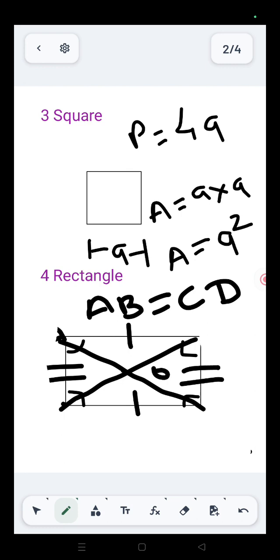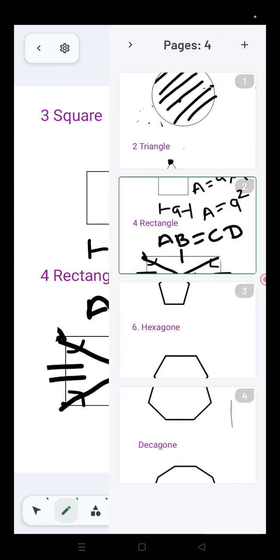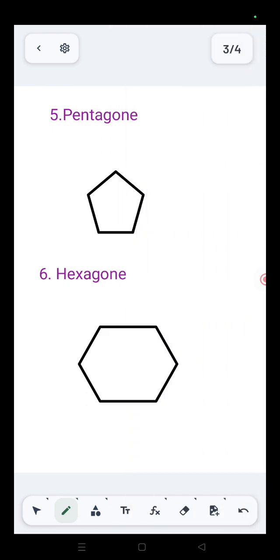Now come to the next figure. Pentagon. A pentagon is a type of polygon. Now what is a polygon? A polygon is a closed figure made of at least three sides. So triangle, quadrilateral, pentagon, hexagon, heptagon, etc. are the types of polygon.